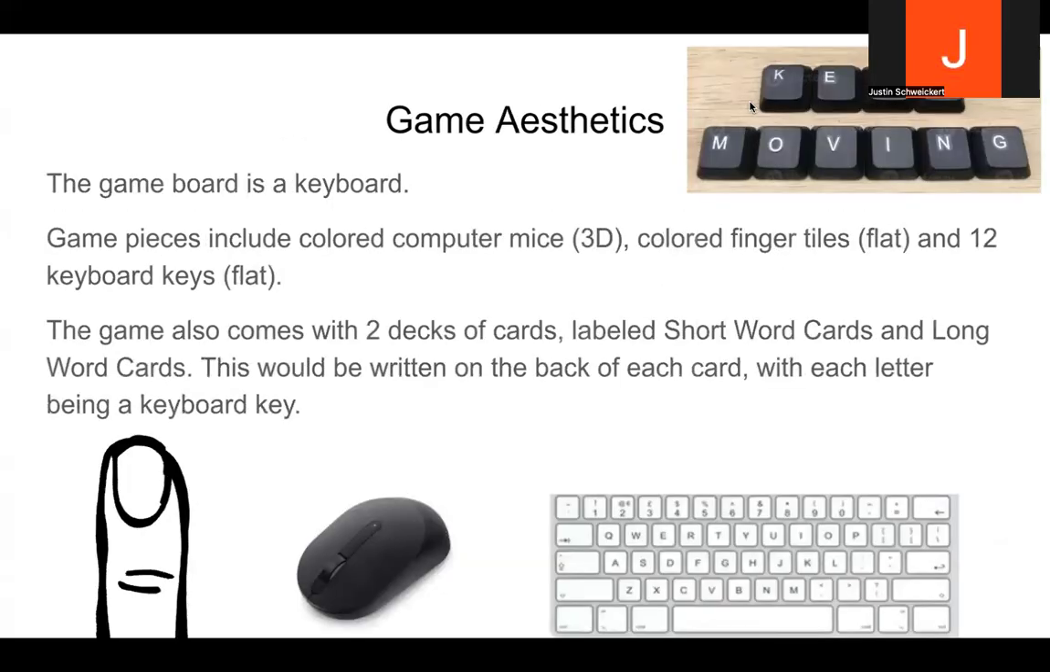The aesthetics of my game: the keyboard itself is a keyboard with the letter keys, number keys, and special keys. The game pieces include colored computer mice that are going to be little 3D figurines. There's four of those of four different colors. Colored finger tiles, which are flat. There will be 20 of those of four different colors. And 12 keyboard keys. They will be like the special keys on the keyboard, like Alt, Tab, Caps Lock, Shift. And these will all be the same color, and there will be 12 of them total, and they will all serve the same function, even though they are differently shaped and designed.